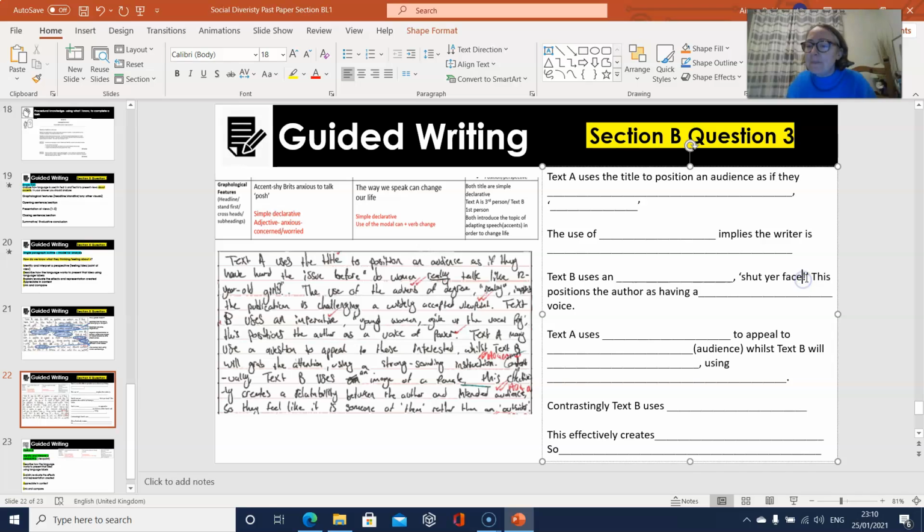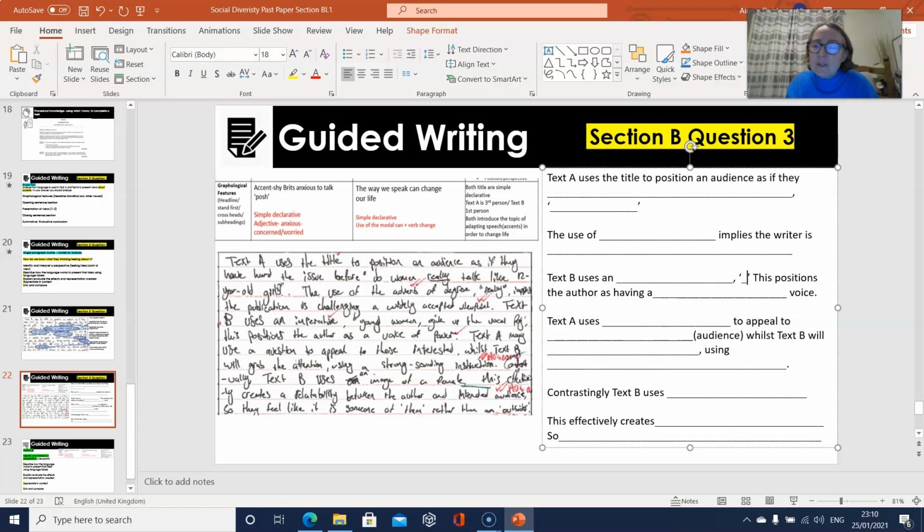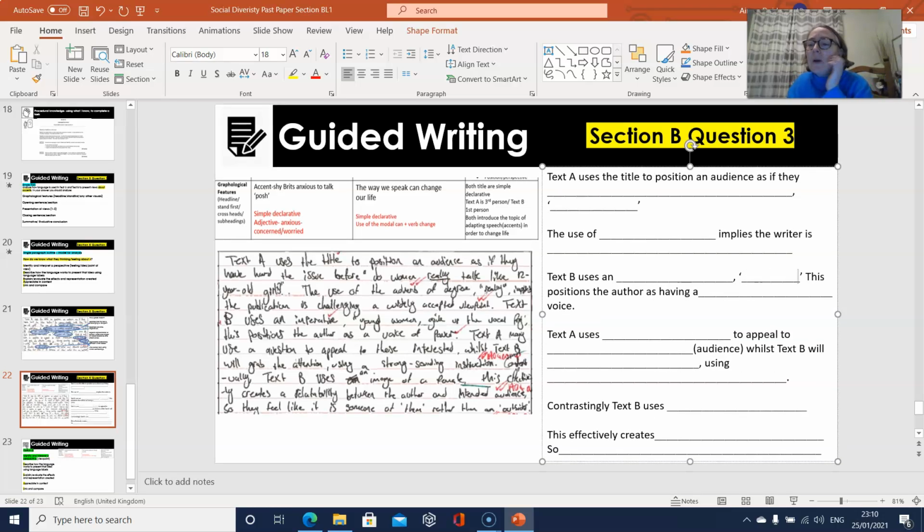Okay, just need to get rid of that for a minute because we're going to start to change this for our own. So now, guys, when I do this, in a minute, I'm not going to press save because I just want to show you the process, but I really want you to write this paragraph on your own. Okay, so text A uses the title to position the audience as if then. Okay, so what is our audience? What is our reader not according to this headline? Okay, "Accent shy Brits anxious to talk posh."